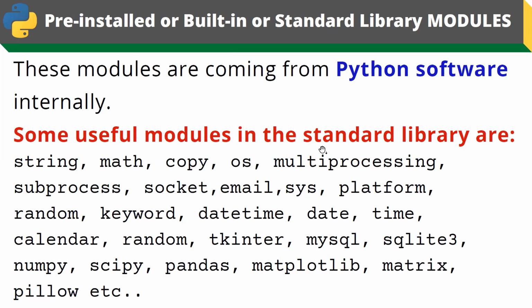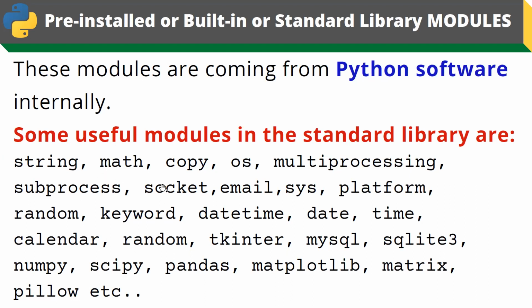Some of the useful modules in this standard library are the string module, math module, copy module, OS module, multiprocessing module, subprocess module, socket module, email module, sys module, platform module, random module, keyword module, datetime module, date module, time module, calendar module, Tkinter module, MySQL module, SQLite3 module, NumPy module, SciPy module, Pandas module, Matplotlib module, Pillow module, etc. These are all the most useful modules in the standard library of Python.